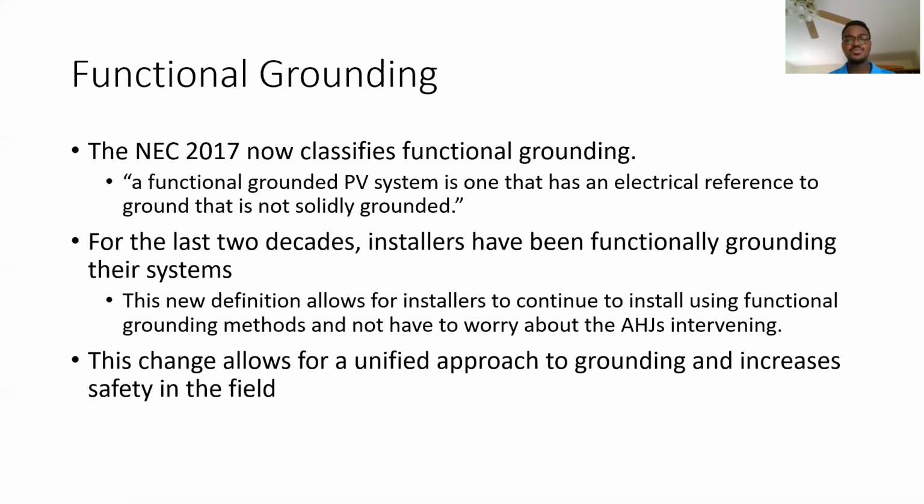Another thing that they did was they defined what functional grounding is. So now they classified it, and they said a functional grounded system is one that has an electrical reference to ground that is not solidly grounded. So before, for the last 2 decades, solar installers would physically ground it as a functional grounded system, and say that it was a grounded system, to kind of circumvent and get around AHJs coming in and red flagging their installation.